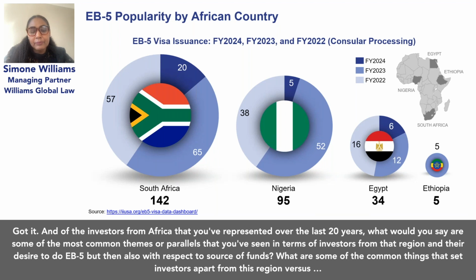Got it. And of the investors from Africa that you've represented over the last 20 years, what would you say are some of the most common themes or parallels that you've seen in terms of investors from that region and their desire to do EB-5, but then also, with respect to source of funds, what are some of the common things that set investors apart from this region versus other regions?